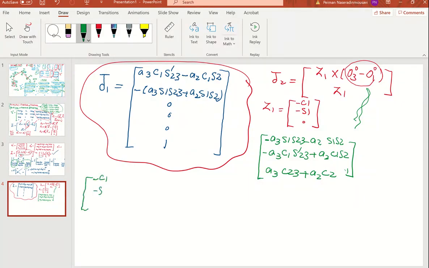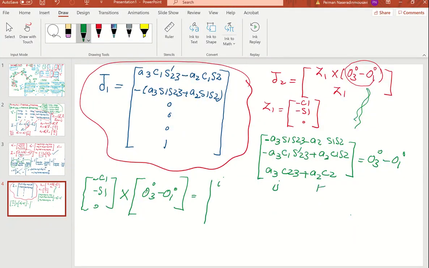Minus cosine 1, minus sine 1, and 0, cross product of this, O3 with respect to this, O1 with respect to this. This is O3 with respect to this minus O1 with respect to this. Right? So it's going to be again i, j, k, minus cosine 1, minus sine 1 and 0. And again this term, minus a3 sine 1 s23 minus a2 sine 1 sine 2.